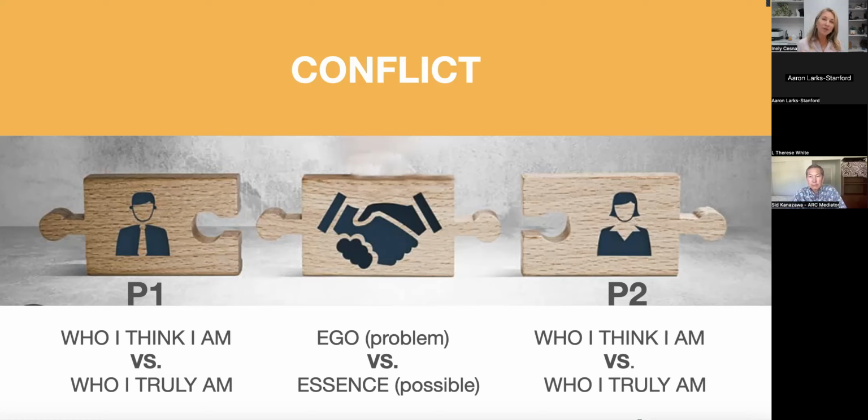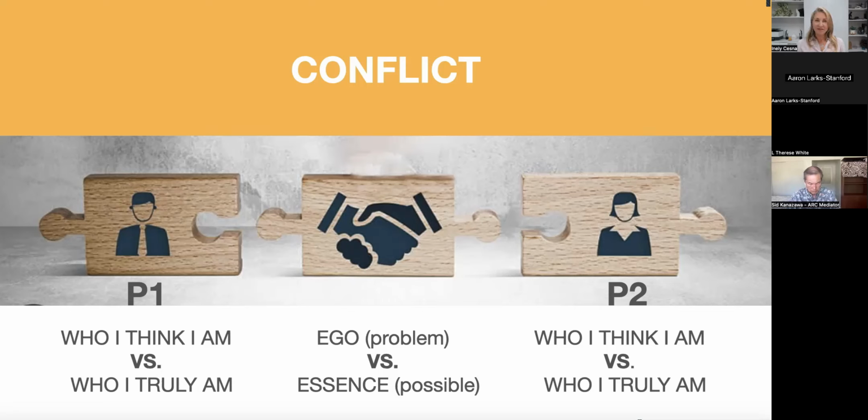But who I truly am is this essence, kind of like the soul essence. It's the light inside, the parts of us that are inherently wise. And that's where possibility can start flourishing. And so we're going to look into this ego and essence duality and how we walk from one to another. Okay.